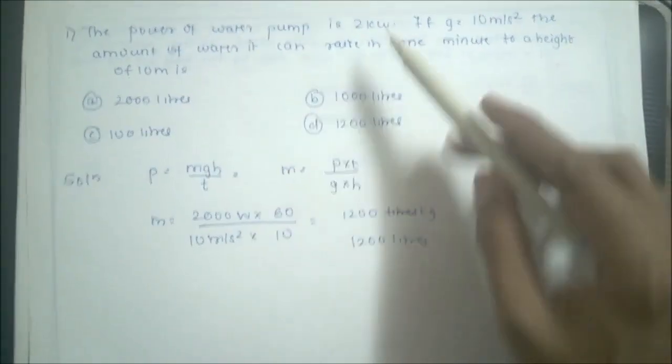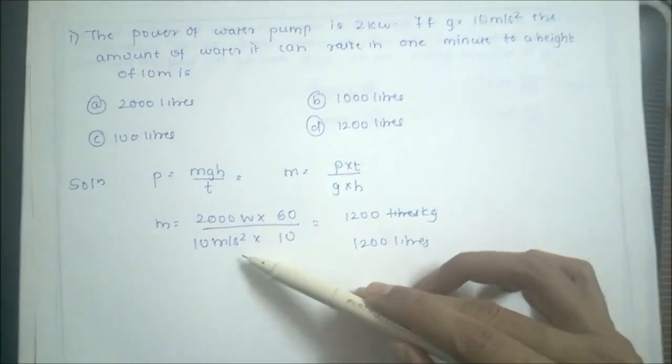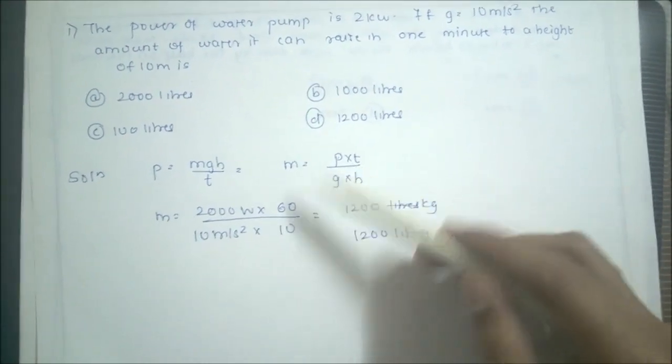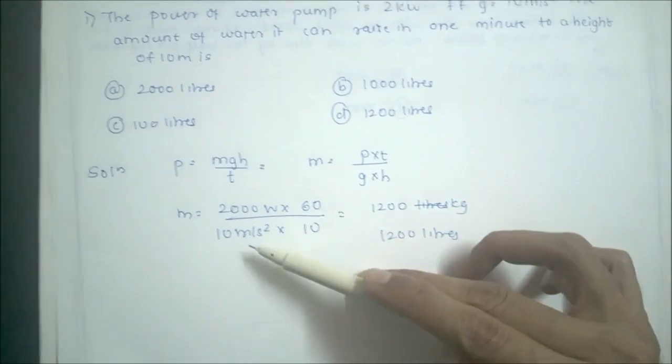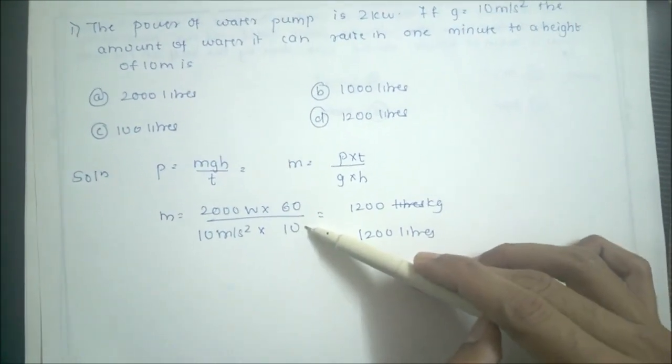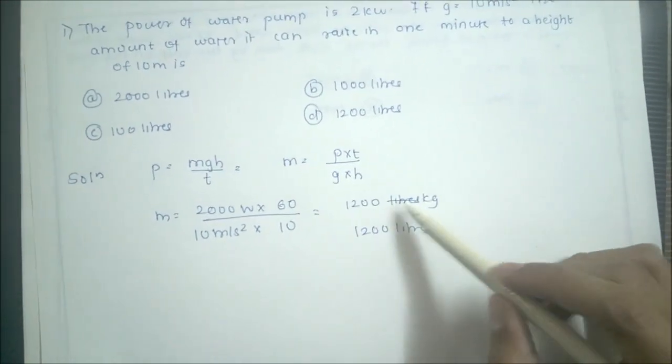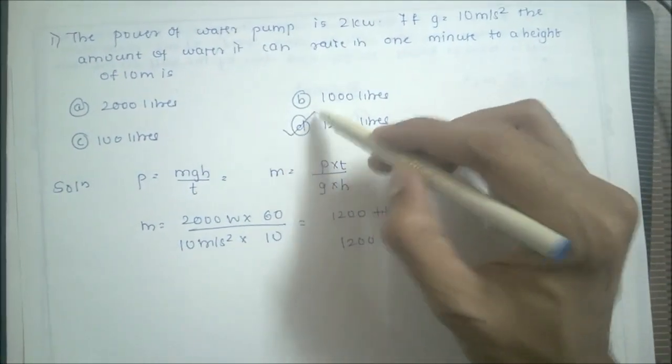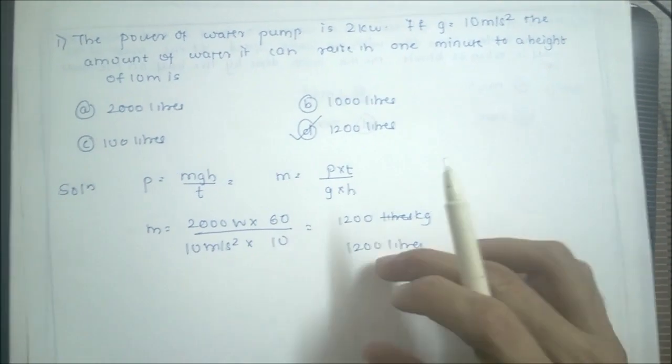Here the power is given as 2 kilowatts. In watts it becomes 2000 watts, multiplied by the time, that is 1 minute. So in seconds it's 60 seconds, upon 10 multiplied by the height, which is 10. So the value comes out to be 1000 kg. So it is equivalent to 1000 liters. So the option is D, 1200 liters.